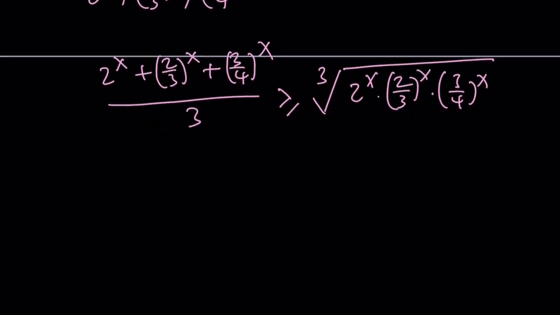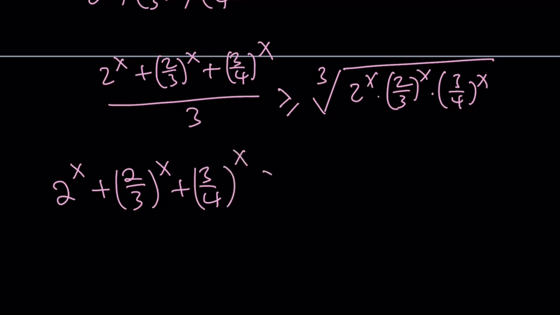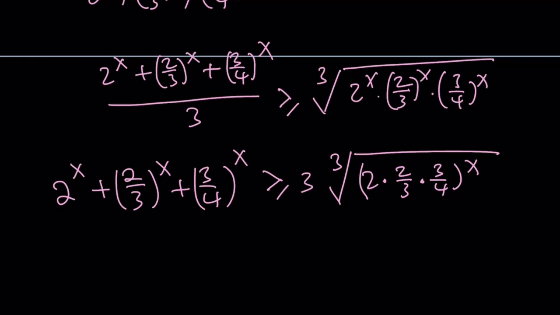And we're going to go ahead and multiply both sides by 3, so we can come up with our original expression on the left-hand side. So multiply both sides by 3, and you get greater than or equal to 3 times the cube root of 2 to the x, 2/3 to the x, and 3/4 to the x. Now notice that they all have the same exponent. So we can go ahead and multiply the bases and then use a common exponent, right? So by using the property of exponents, a to the n, b to the n, c to the n, we can write it as a, b, c to the power n.